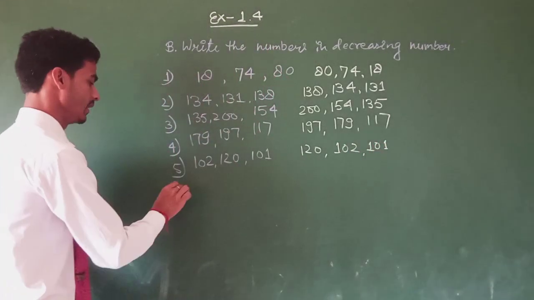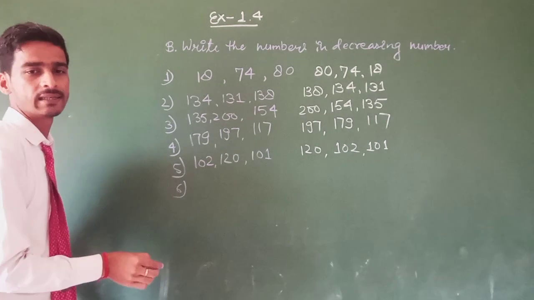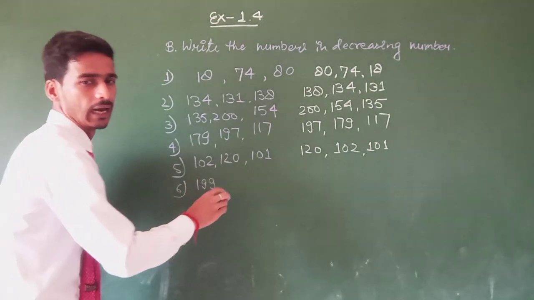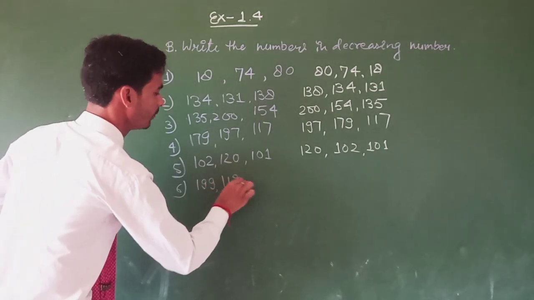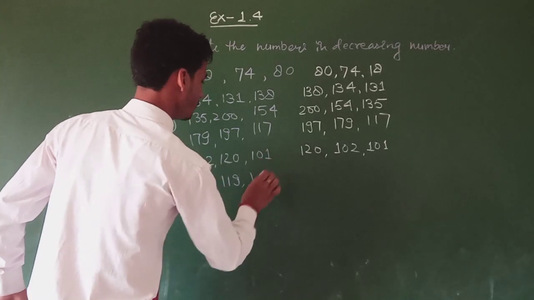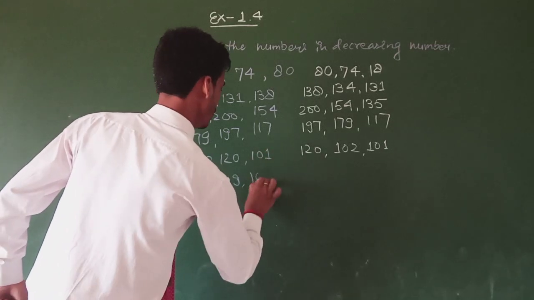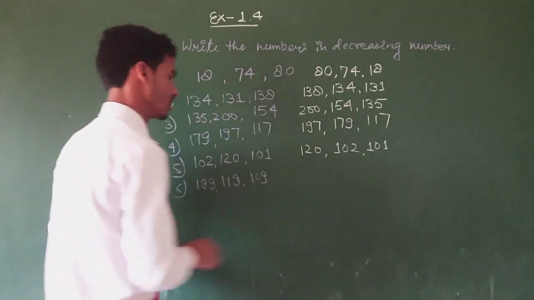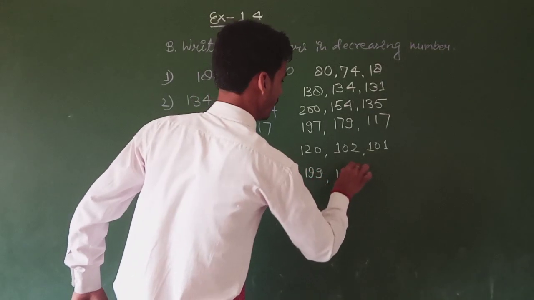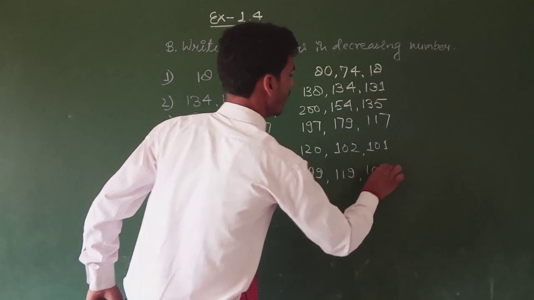And next one is question number 6, that is 199, 109, 119 and 109. Which one is greatest? We know that 199 is greatest. Okay, so firstly we have to write 199, 190 and 109.